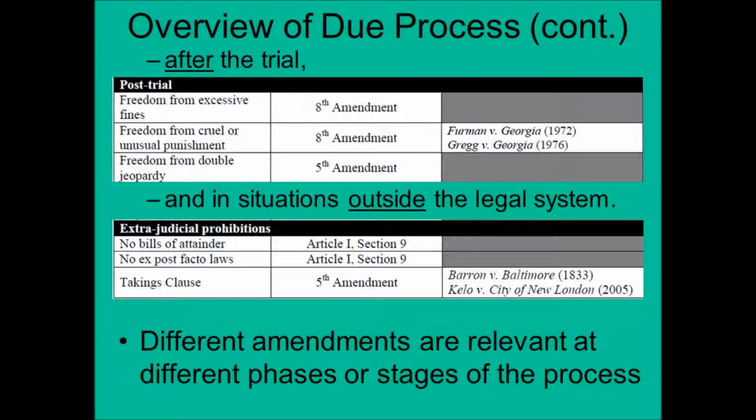And then just to make sure you get a complete picture of the idea of due process, there are things in the Constitution and in the Fifth Amendment that govern government behavior kind of completely outside the legal system. We call those extrajudicial prohibitions. You've already learned that the government cannot just pass a law declaring you to be guilty. That's a bill of attainder. The government cannot pass a law that says what you've done that was legal in the past is now illegal and you can be punished for. And then there's another little bit of the Fifth Amendment that is helpful also.